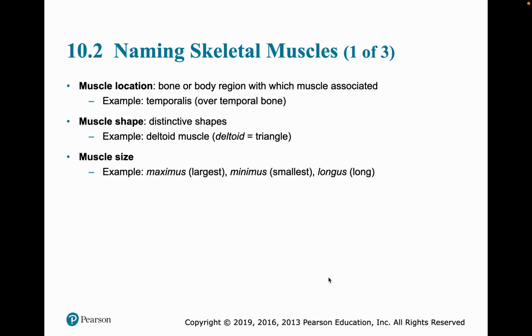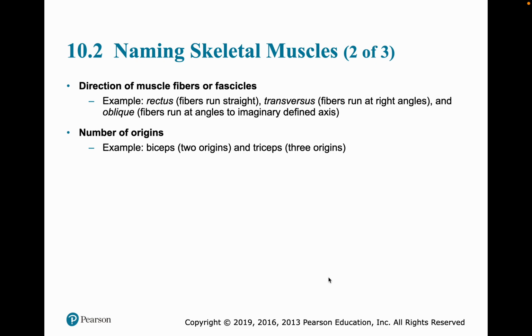And deltoid muscle is one of those muscles that's named for its shape. Deltoid is triangle in Greek. We also add the size of the muscle to muscle names. So many muscles will have a maximus, minimus, and longus. We can name them based on the direction the muscle fibers or fascicles run. So a rectus muscle, the fibers are going to run straight. Transverse, they'll run at right angles. And oblique, they'll run at angles to an imaginary defined axis.